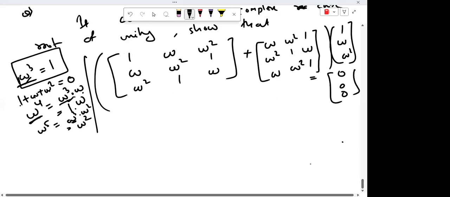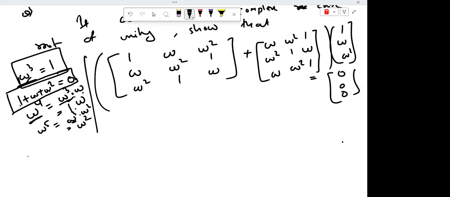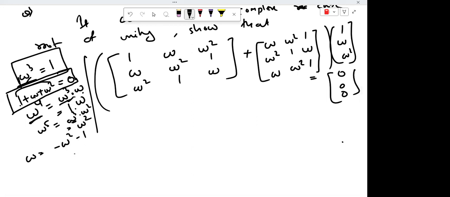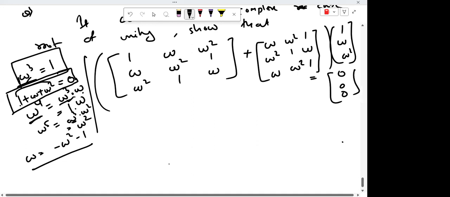We can get a 3 by 3 matrix after solving the LHS. Yes, after solving the LHS, you will get the expression 1 plus omega plus omega square, that you can put the value as 0. And omega you can write as, if you replace the values here, minus omega square minus 1. Okay.